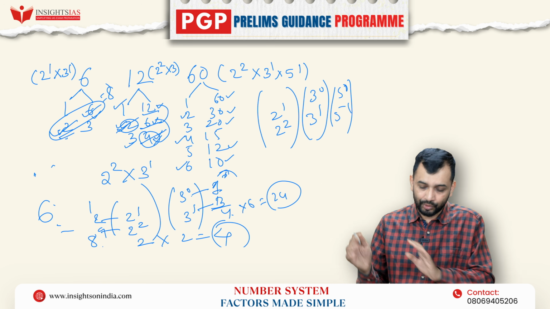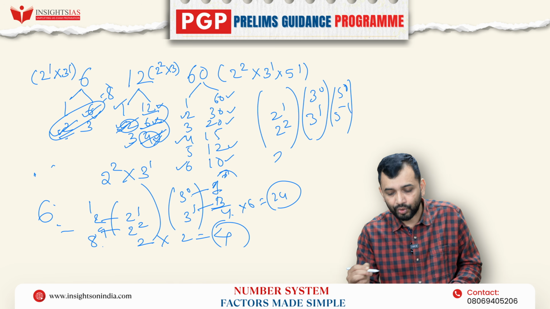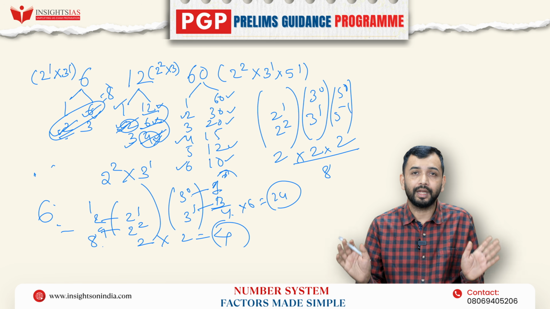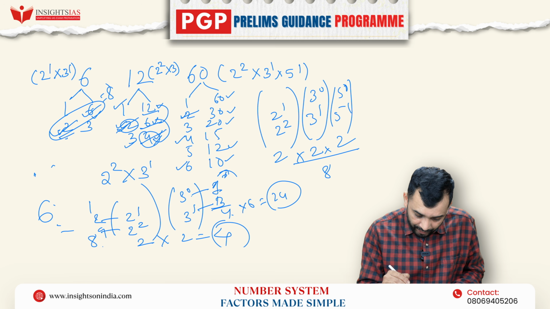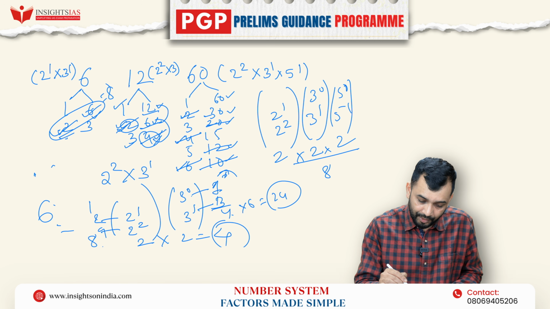The product will be even. So that means how many numbers are there? If I remove 2 to the power of 0, I will have 2 numbers here, 2 numbers here, 2 numbers here. That is 2 into 2 into 2, that is 8 numbers that are even. If you look here, 1, 2, 3, 4, 5, 6, 7, 8.